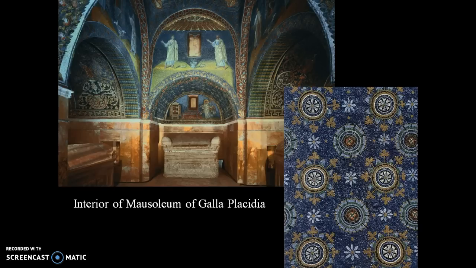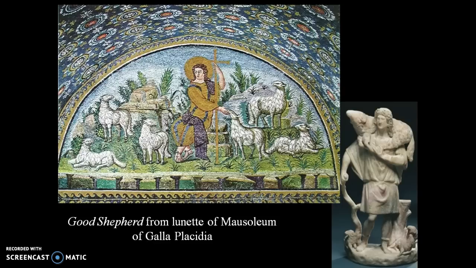And in the interior of this mausoleum, among other things, we find an example of the Good Shepherd. This is the Good Shepherd lunette. This mosaic contains the classical elements such as illusionistic shading, suggesting a single light source. We have an imitation of landscape in rocks and foliage.